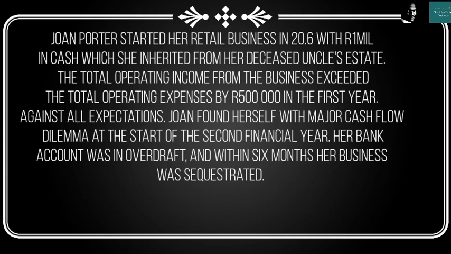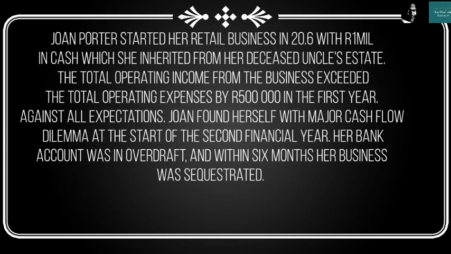Now, the real question here is, how is it possible that Joanne's business could be bankrupt? I mean, this is a business that was doing well just last year. Their income was exceeding the expenses by 500,000. So we want to know, if their operating income was 500,000, how is it that just within 6 months of the second financial year, she's out of business? What happened? Ask yourself, what do you think happened?